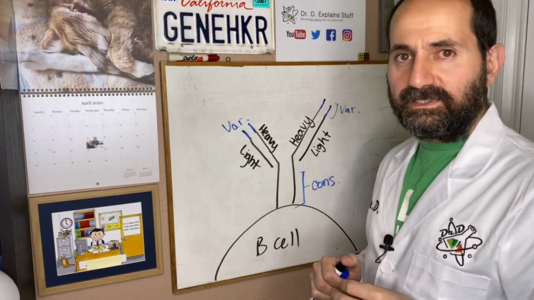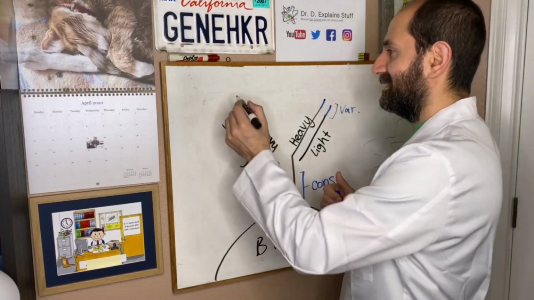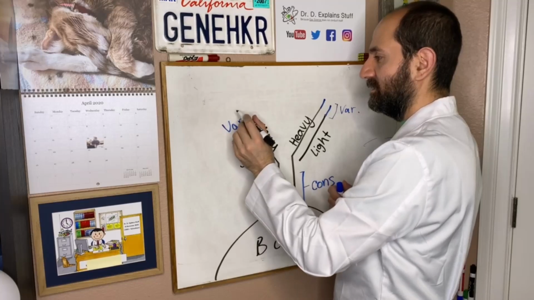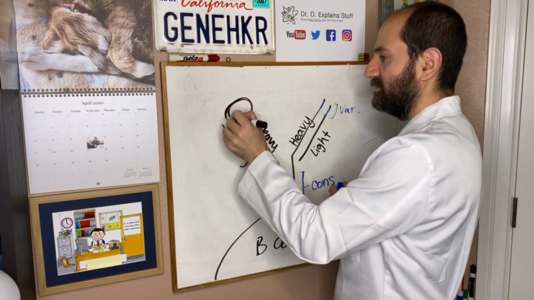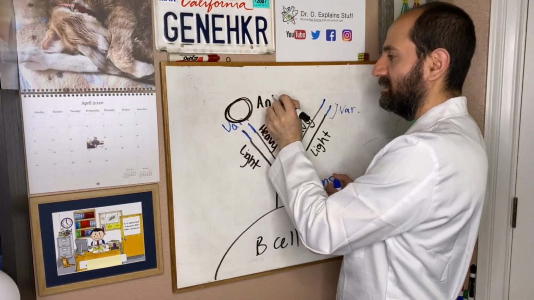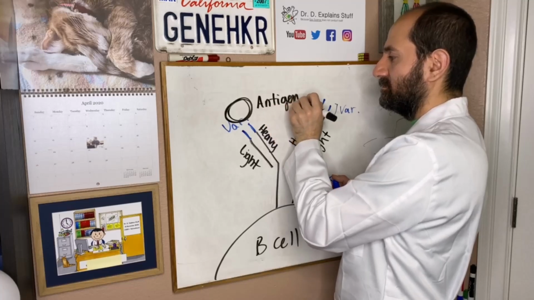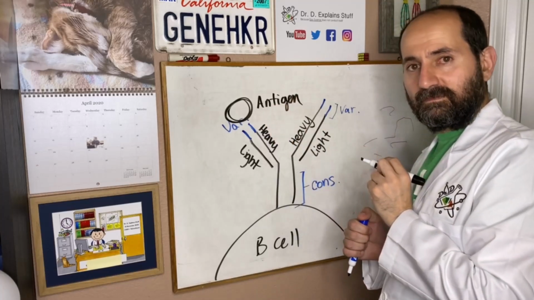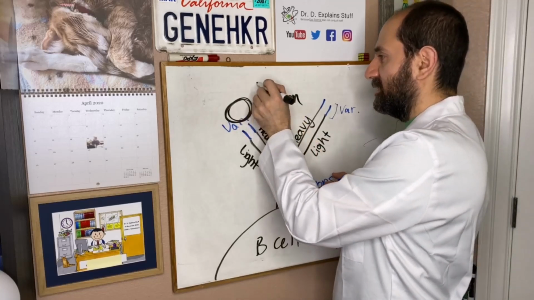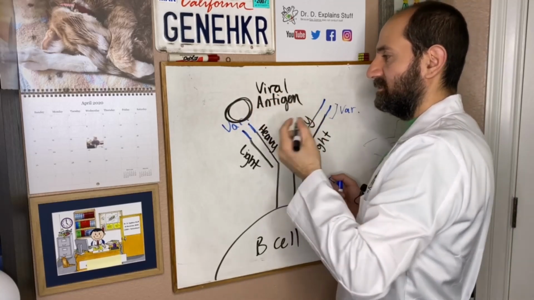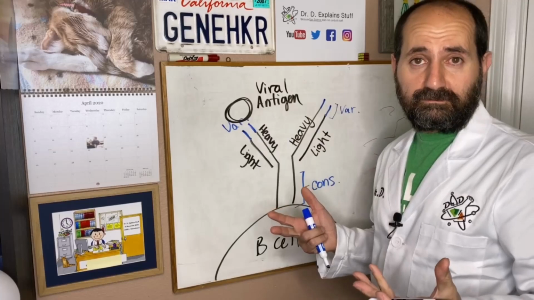It's the variable region that recognizes antigen, right? So here's a molecule called antigen. Let's say it's a viral antigen, like a viral protein, okay?